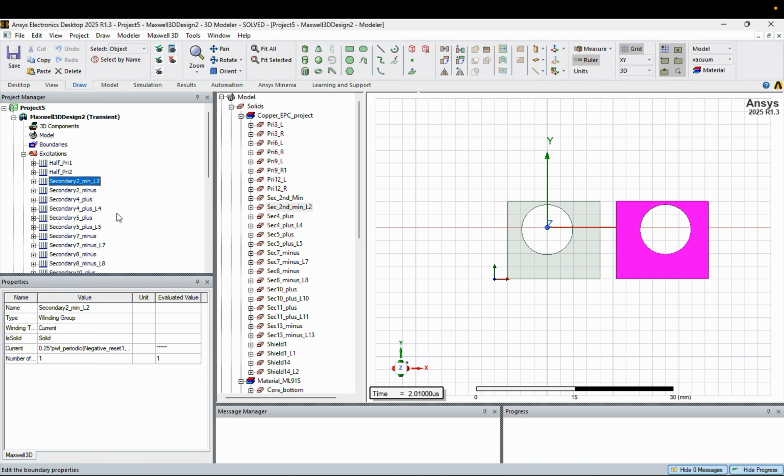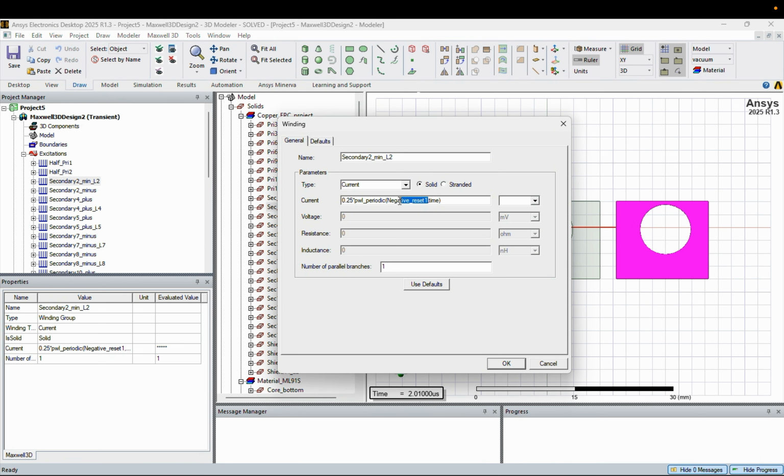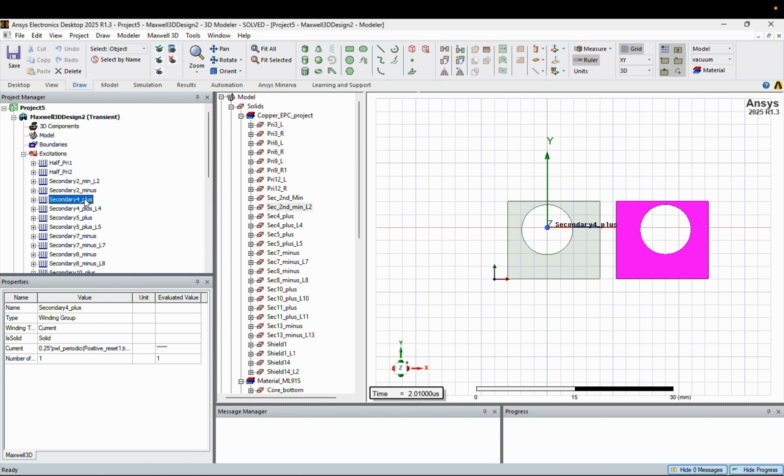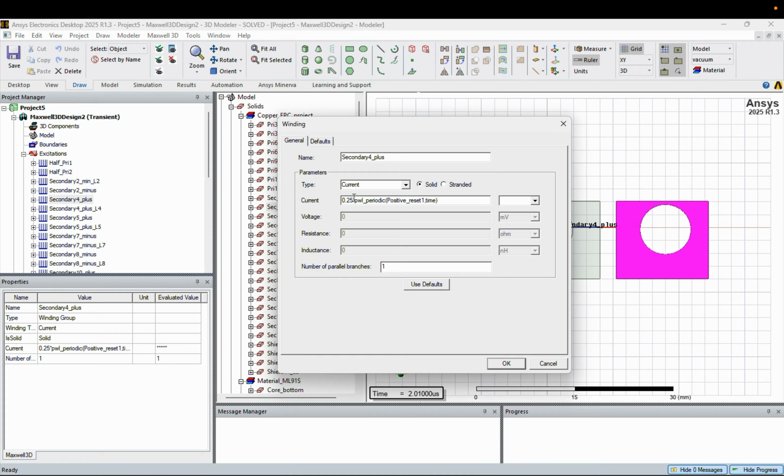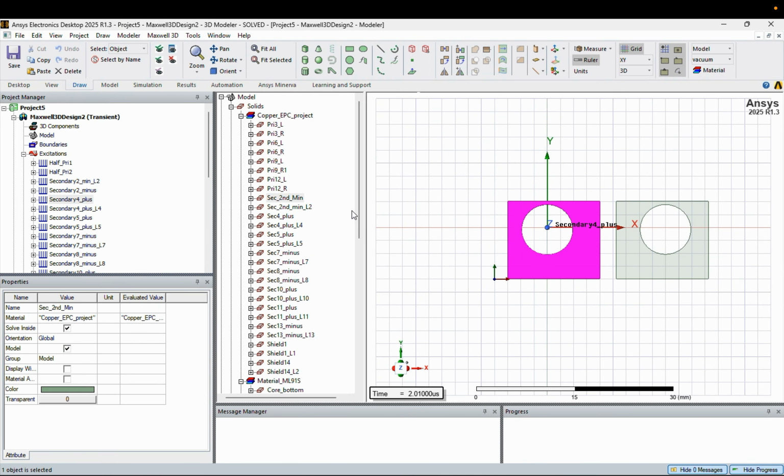0.25 for the negative current, and for the positive as well, I did 0.25. So each of these, if you look at it, this is plus secondary 4, plus secondary 5, plus secondary 10, plus secondary 11, so all 4 are in parallel, but it's only one turn. And the shield as well, I just drew it. That's how I do it.